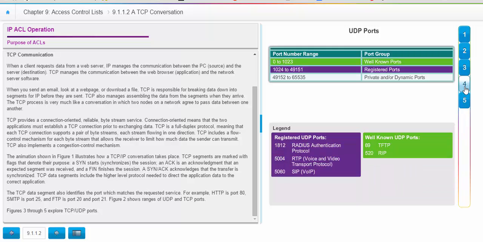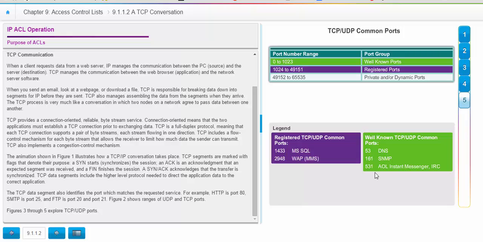We also have 69 as the TFTP, 520 is RIP, and then with the registered ports, we have 1812 is Radius Authentication Protocol, 5004 is RTP, and 5060 is SIP. You do need to know some of these, especially the well-known ones. You need to know what they are.